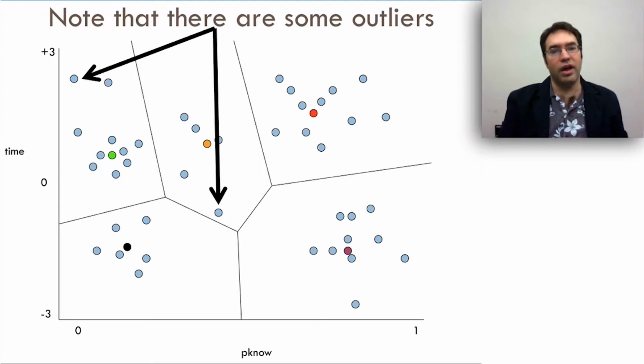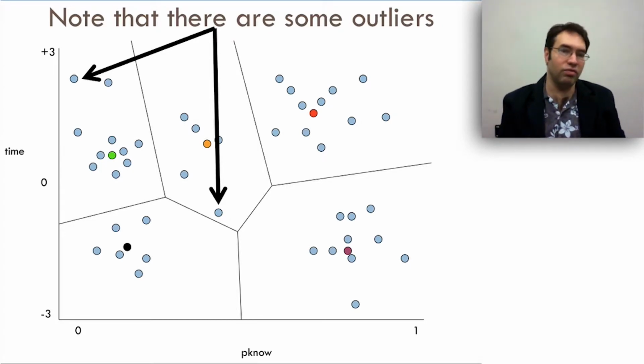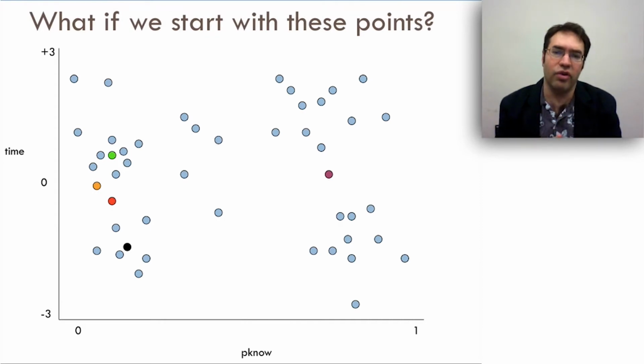Now you'll note there are some outliers still. Like that point in the very middle that is part of the orange cluster really doesn't fit the orange cluster very well. But it doesn't really fit black or purple very well either. There will be some points that end up, with k-means, being assigned to some cluster, even if there's not a very good one. So what if we start with these centroids?